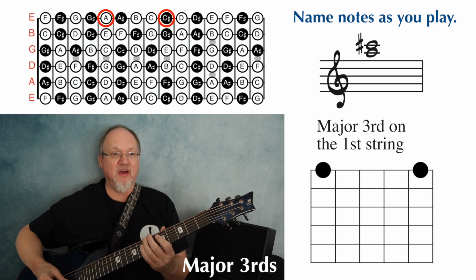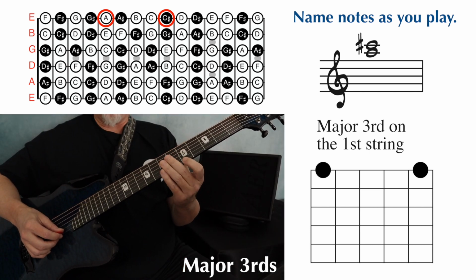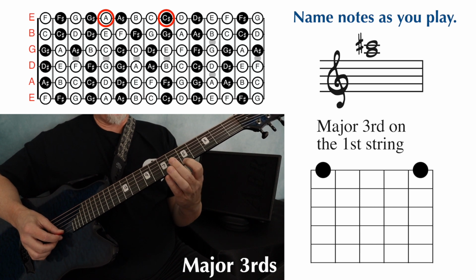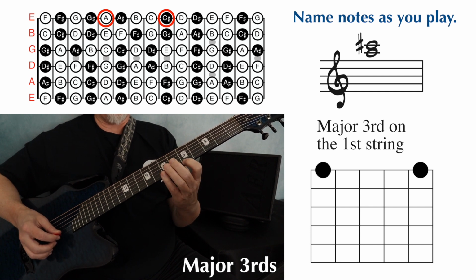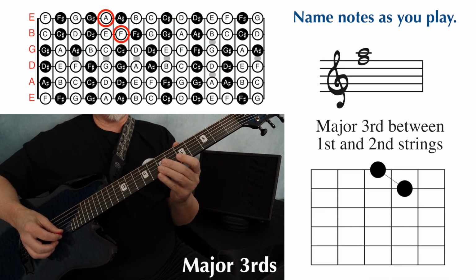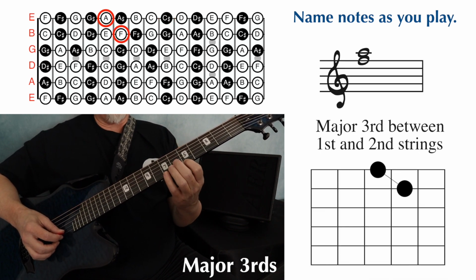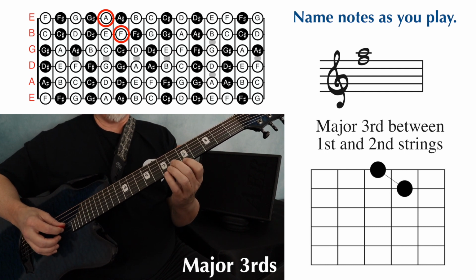Major thirds. Major third on the same string is going to be 4 frets away. So if we do this on the first string, we have an A to a C sharp, which is a major third higher. That's 4 frets away. So you have to shift a little bit to reach that. Major third between strings 1 and 2 is 1 fret distance. So here's an A, major third down is an F. A, F.